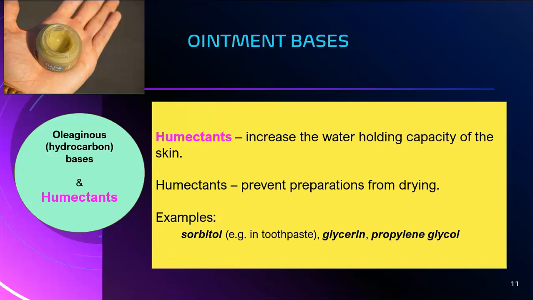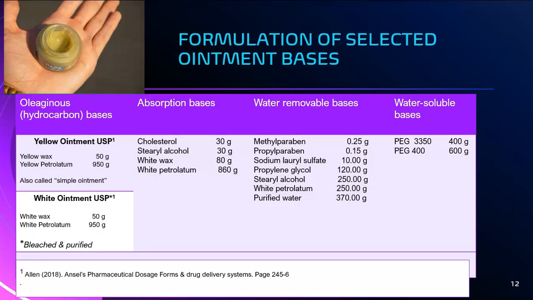Now, this is another word, humectants, that I had to single out as we discuss ointments. Humectants are used in formulation to help the water holding capacity of the skin, but they are also used in the product to prevent the loss of moisture from the product itself. So for example, toothpaste will have sorbitol, and you'll find glycerin and propylene glycol in your semi-solid preparations.